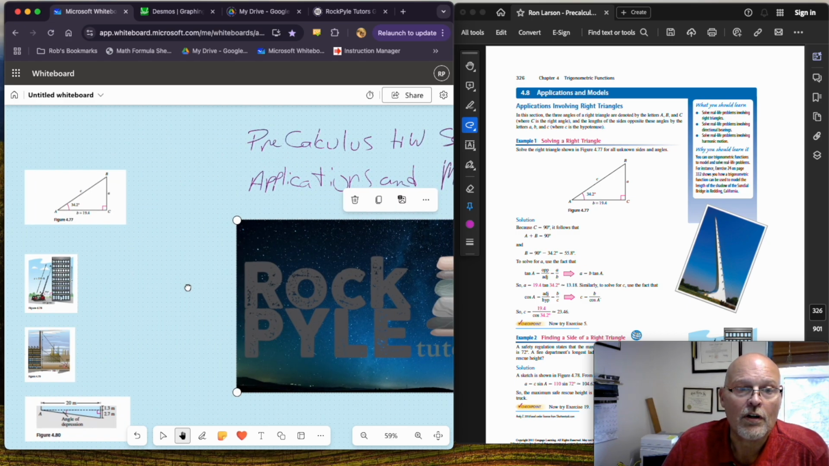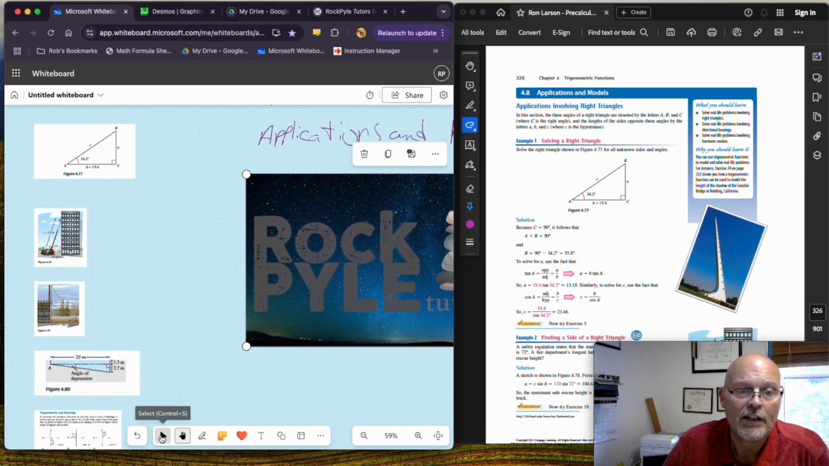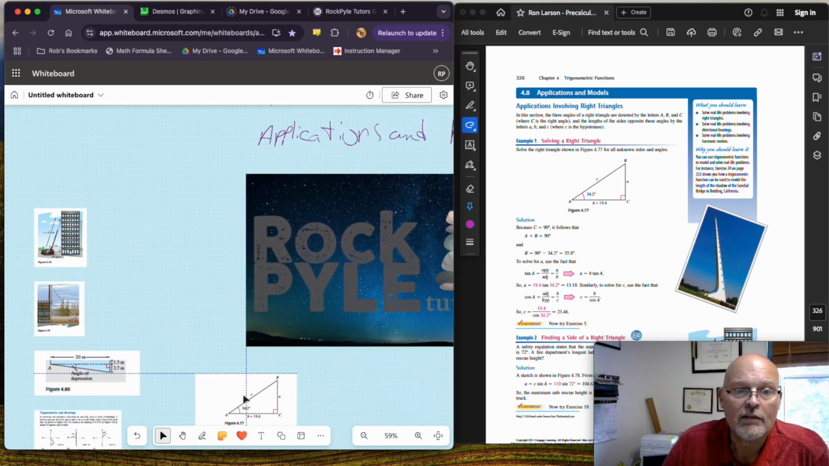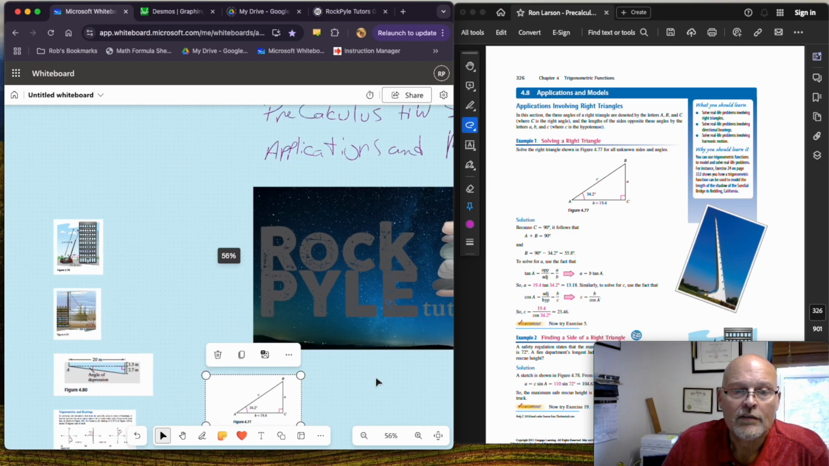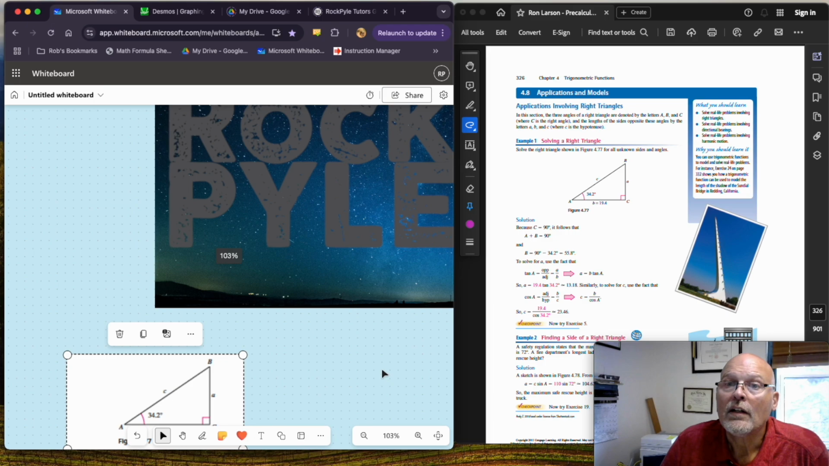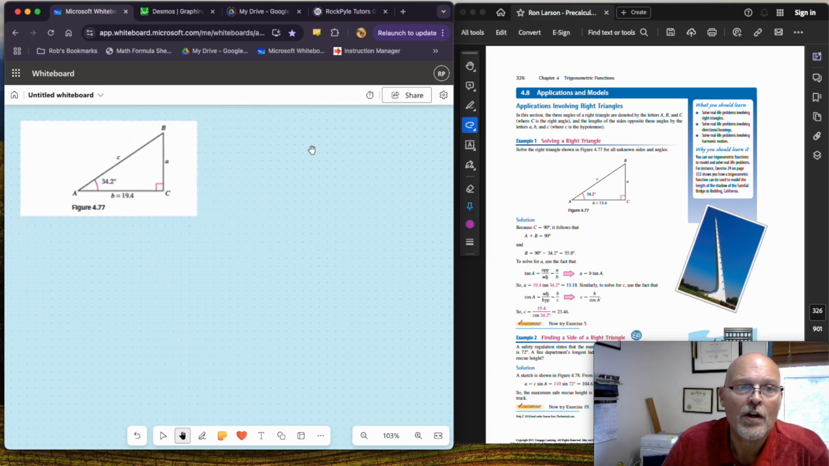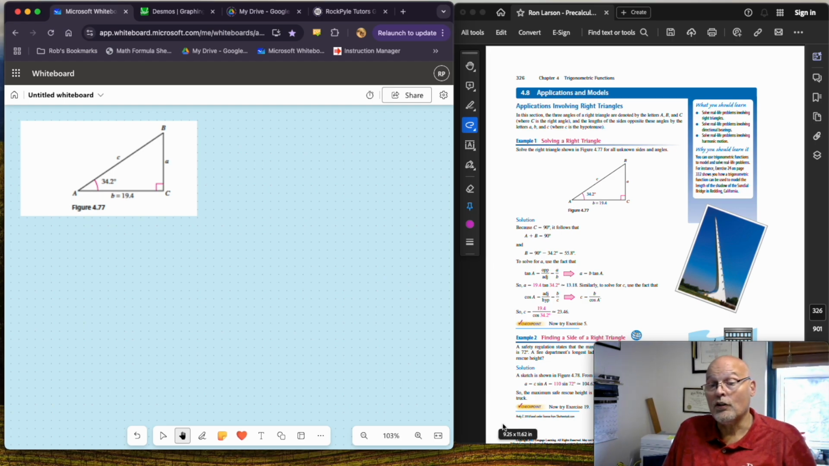So first we're just going to go generally over the section, and I'll give you my take on them. The first thing we're going to talk about is applications involving right triangles. You'll have a whole lot of these, and once you know how to do a right triangle, you're going to look for opportunities to make right triangles.